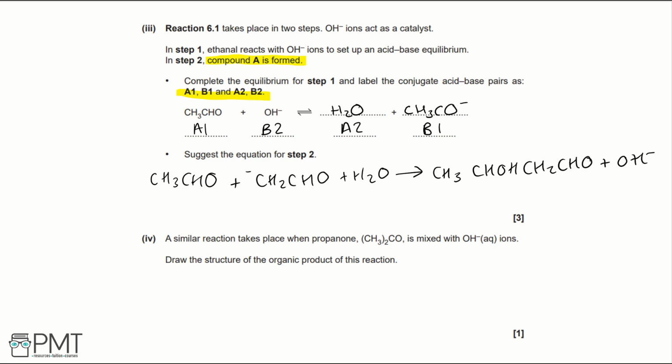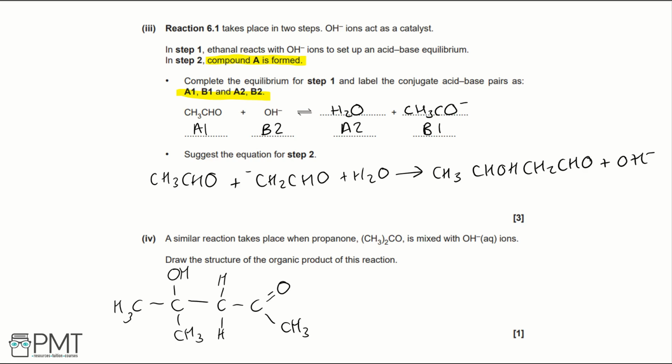Part 4. A similar reaction takes place when propanone, CH3COCH3, is mixed with OH minus aqueous ions. Draw the structure of the organic product of this reaction. So, like reaction 6.1, we're going to form a hydroxy group. So we would have CH3 bonded to a COH and a CH3, and then this is connected to a ketone group, and the ketone group would be CH2 bonded to a carbon with a doubly bonded oxygen and a CH3 group attached as well. To get the mark for this question, you must have the correct structure for the organic product of this reaction.